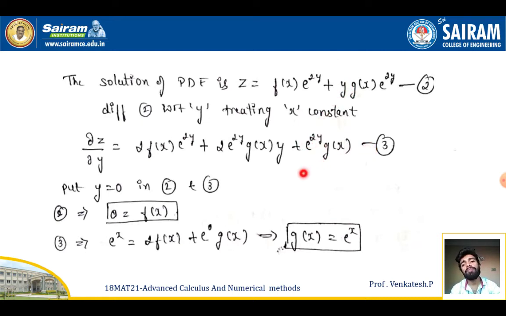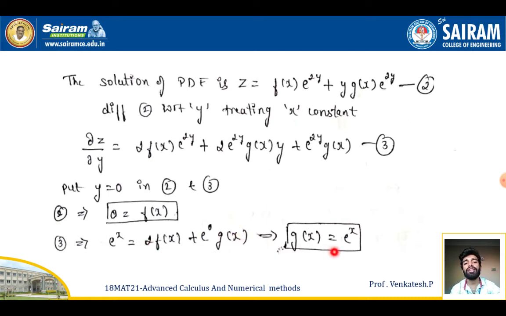So now if I replace y is equal to 0 and z is equal to 0 in the equation number 2, I got the value f of x is equal to 0. Again I'm replacing y is equal to 0, dou z by dou y is equal to e power x along with f of x is equal to 0 in the equation number 3. I got the value g of x is equal to e power x.